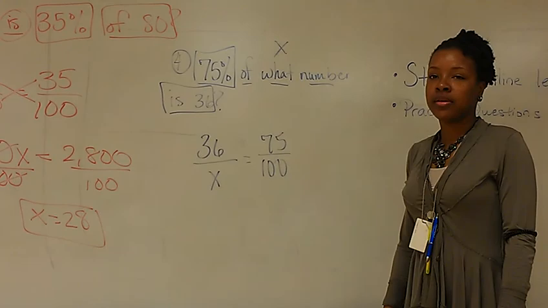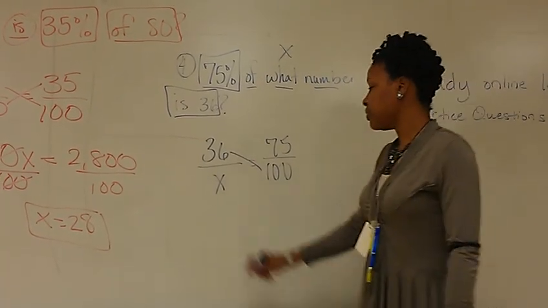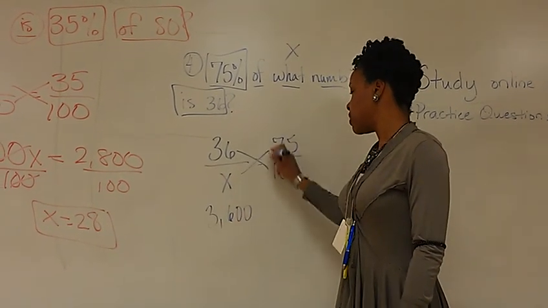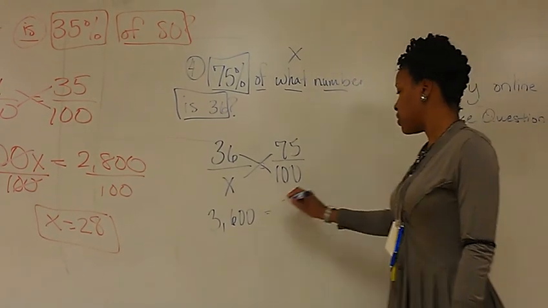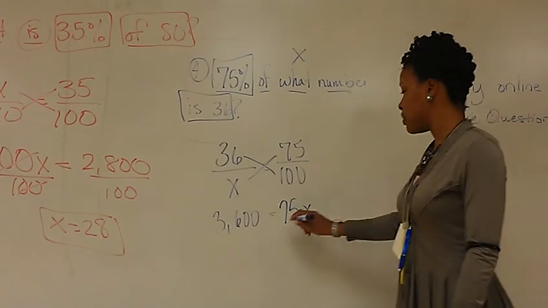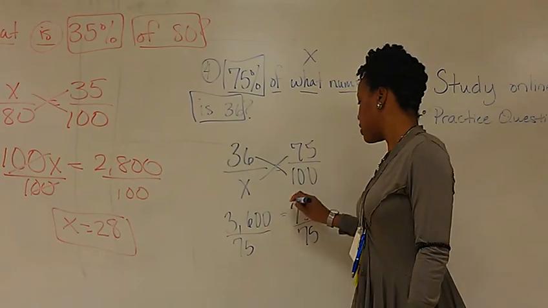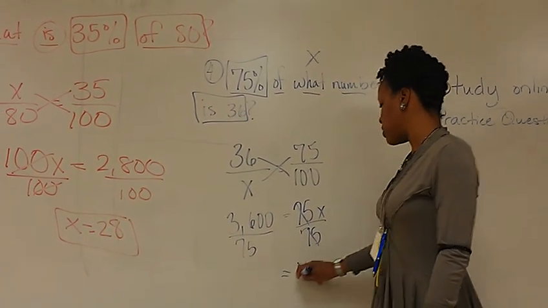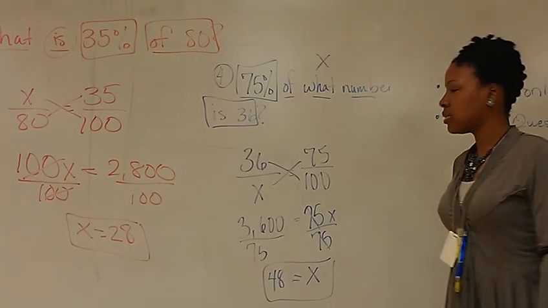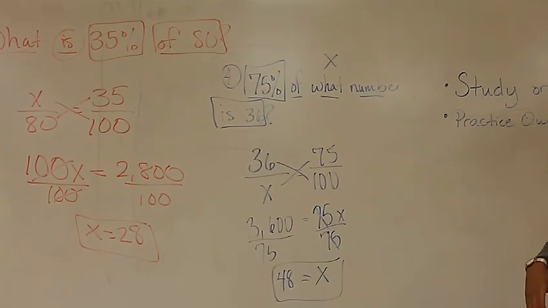Questions so far? Okay. What's 36 times 100? 3,000. Good. X times 75? 75x. Good. And what do we divide by? Good. Somebody tell me what that is? 48. Thank you. And we're done. Questions?